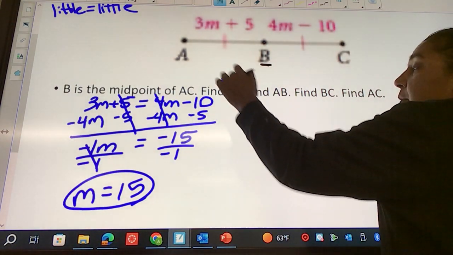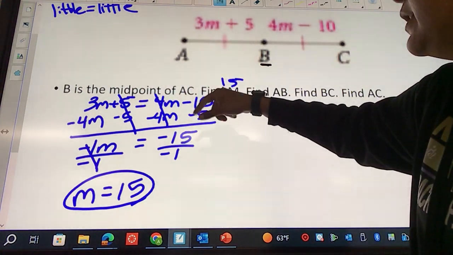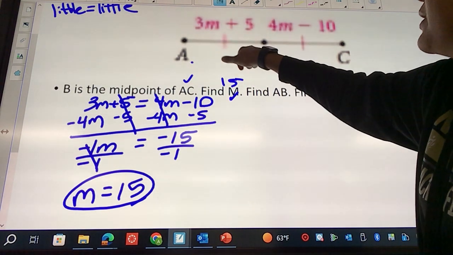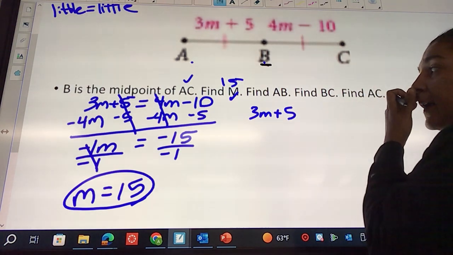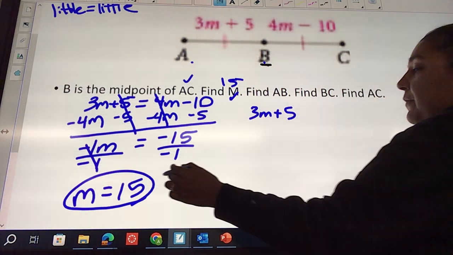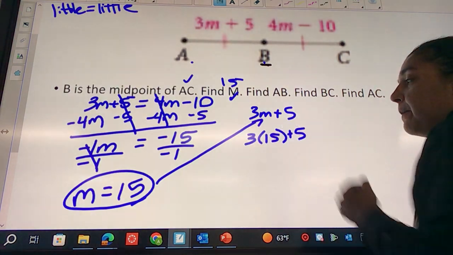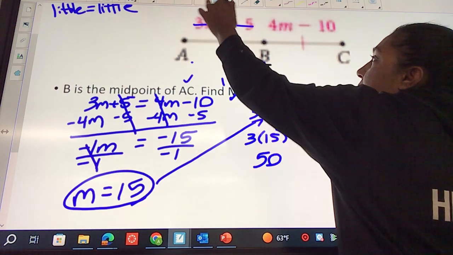Okay, so we found m, and again, if you're confused, read back through the directions. So B is the midpoint of AC, done, check, got it. M is the midpoint, done, check, got it. Find AB. Well, AB is from here to here, which is 3m plus 5. And so we can go ahead and plug in my 15 into that m. So 3 times 15 plus 5. Okay, 3 times 15 is 45, plus 5, it's going to be 50. And again, we were dealing with AB. So AB is 50.